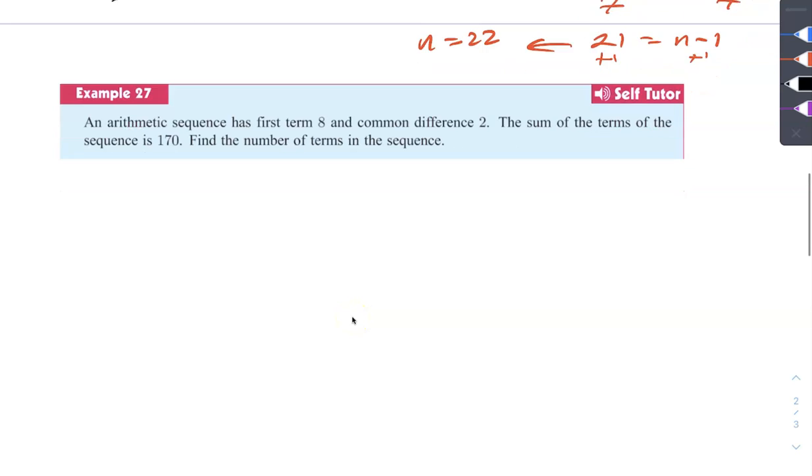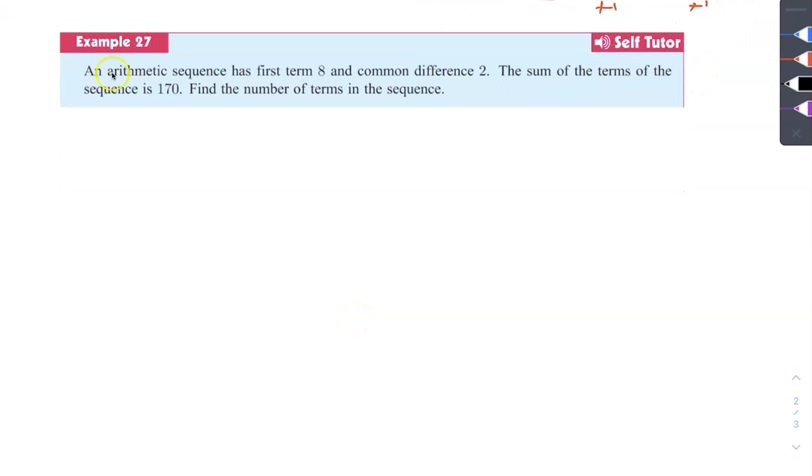Sorry about that. I usually moved that down earlier. Next example. An arithmetic sequence has the first term 8 and a common difference of 2. The sum of the terms of the sequence is 170. Find the number of terms in the sequence.